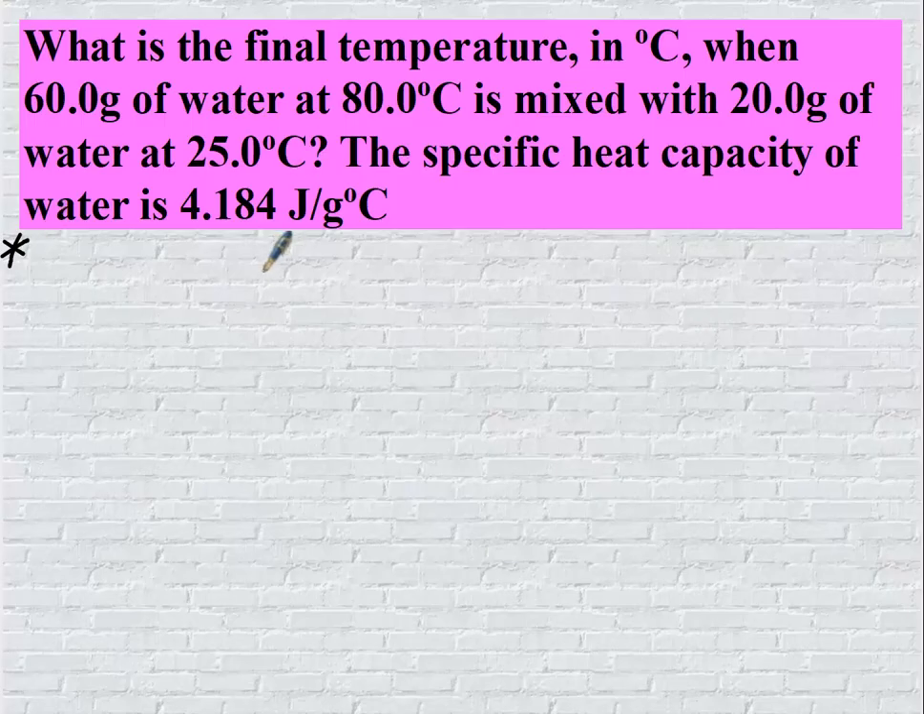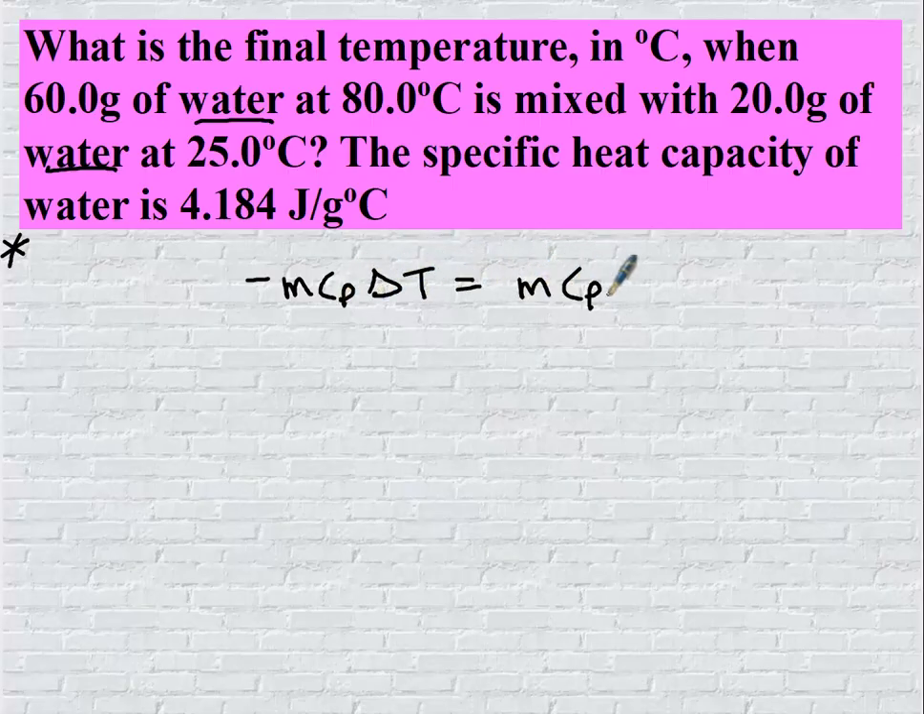So first, we have two substances. Although they're both water, they're water at different temperatures, which makes them different substances. So one substance is losing energy, one substance is gaining energy. Remember, the one that starts at the higher temp should be the negative. So that's going to be my water at 60 grams. And then my 20 gram info will go on the right.